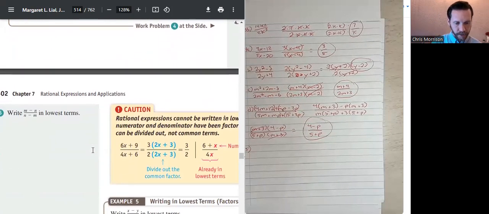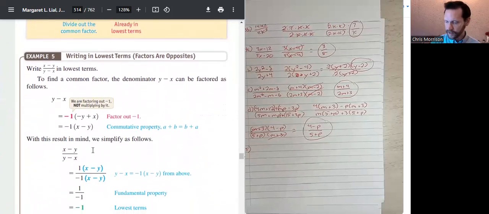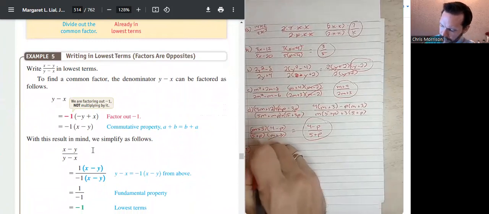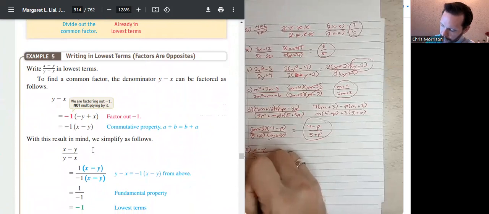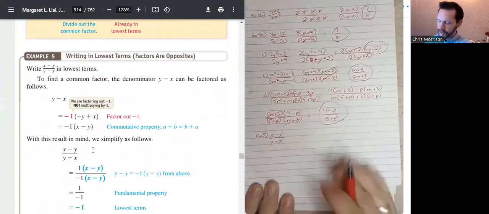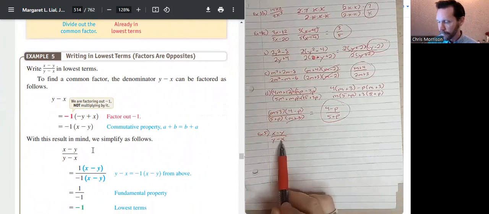On the next page. All right. And by the way, I think that was actually the hardest one. I personally don't think they're a lot harder from here. x minus y over y minus x. Now, what I want you to notice with these is that these are backwards. x minus y, y minus x.